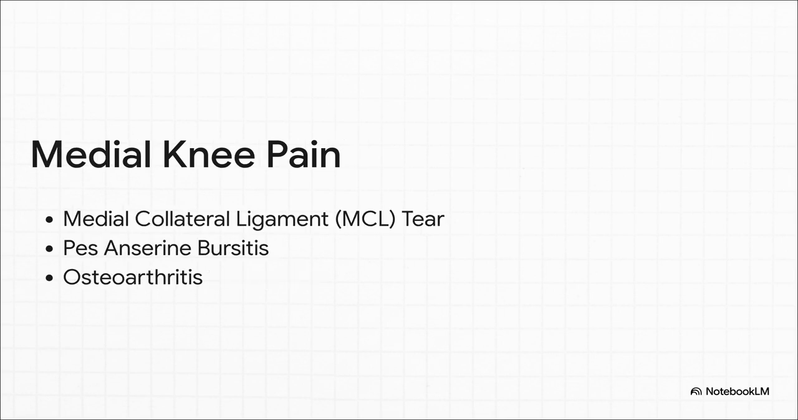Okay, what if they point to the inside of the knee? The medial side. Well, now we've got a whole new lineup of the usual suspects. It could be a tear of the MCL, it could be an inflamed bursa, this tricky little spot called the pes anserine, or it could be good old-fashioned wear and tear arthritis.